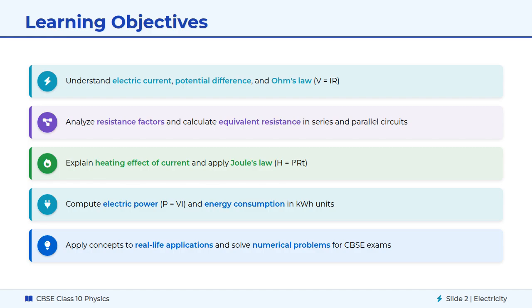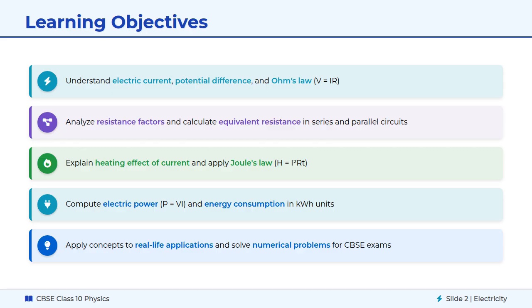Our learning objectives for the session are pretty straightforward. By the end, you will be equipped to define electric current and potential difference. You'll thoroughly understand Ohm's law, analyze resistors in series and parallel, and confidently calculate electric power and energy. Let's begin. First, what exactly is electric current?